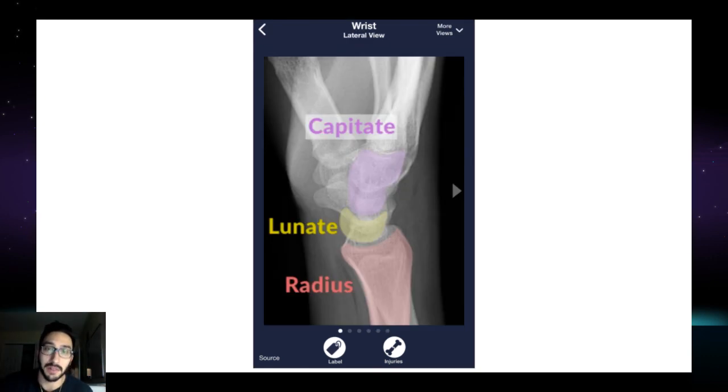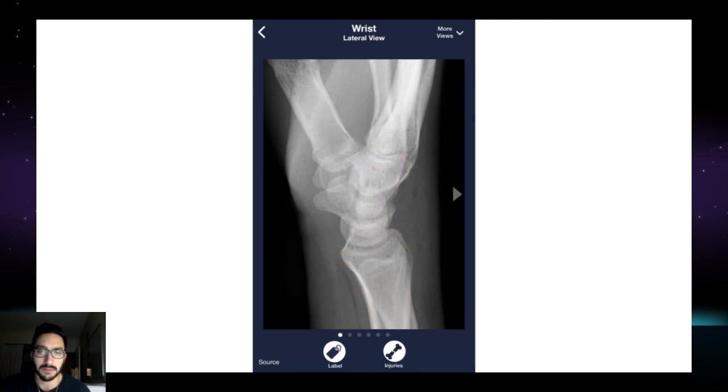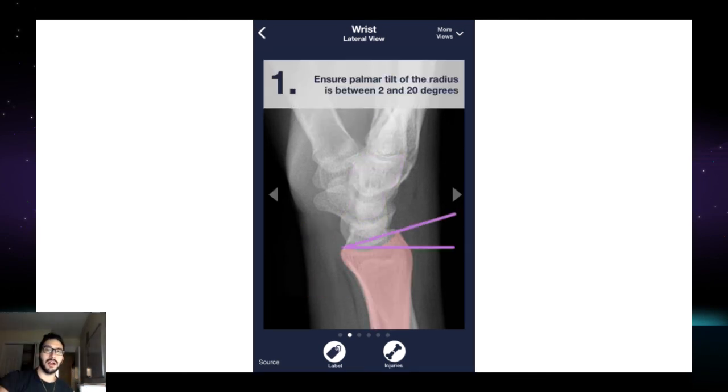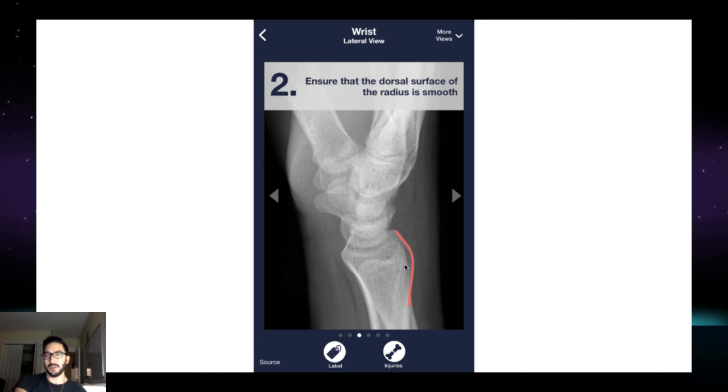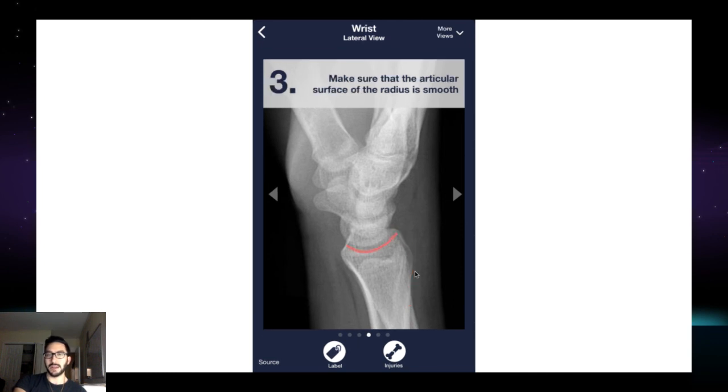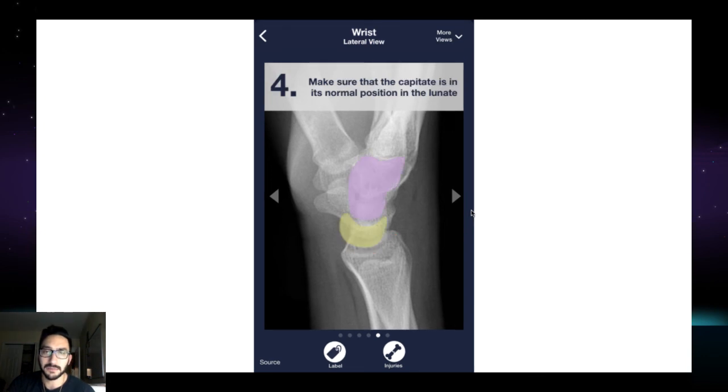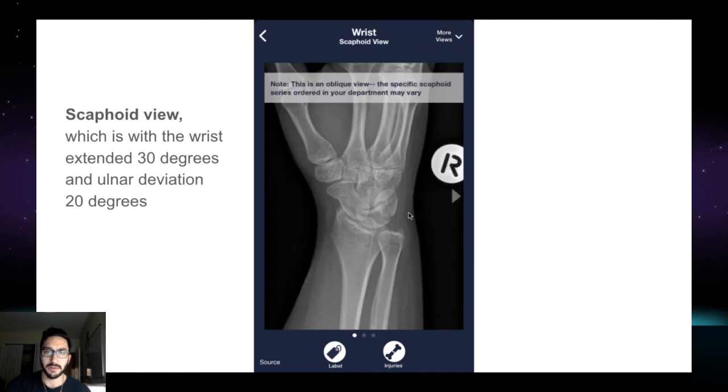In terms of the lateral view, you want to take a look at your landmarks, capitate, your lunate, and your radius, of course. You want to look at your palmar tilt of the radius. Make sure that that angle there is between 2 and 20 degrees. Make sure you got no bone fragments. The dorsal surface of the radius is smooth. Again, take a look at your articulating surface of the radius. Ensure anatomic alignment of the capitate and the lunate, and make sure you got nothing going on in your dorsal compartment of the wrist there.